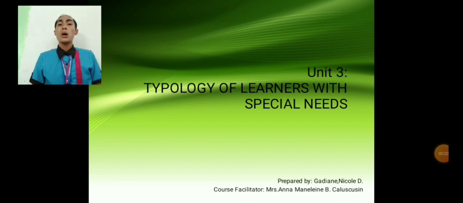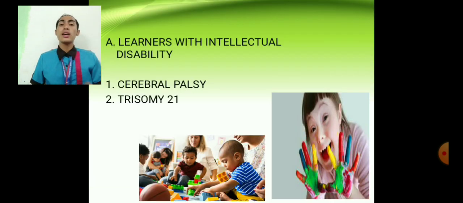So today we're going to tackle topics under Unit 3, which is the typology of learners with special needs. Let's proceed. The first topic under Unit 3 is A, the learners with intellectual disability. And under this, there are two subtopics: the first is cerebral palsy, and the second one is trisomy 21.